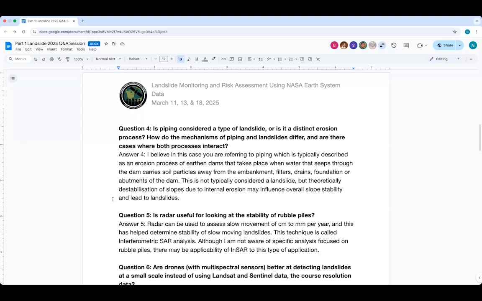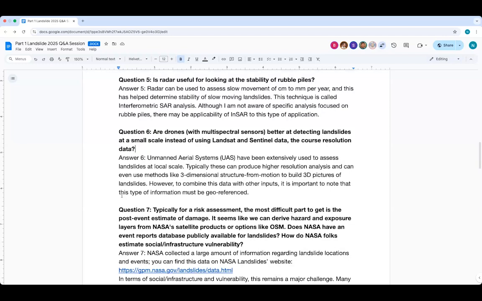Okay, terrific. Question number 5. Is radar useful for looking at the stability of rubble piles? I think this is a really interesting question because you're asking about rubble piles, which typically are a kind of human-generated hill slope, and the stability of those is very important for a lot of mine infrastructure and thinking about mine failures. Again, the underlying science and the physics behind how things fail is relevant to these same questions.